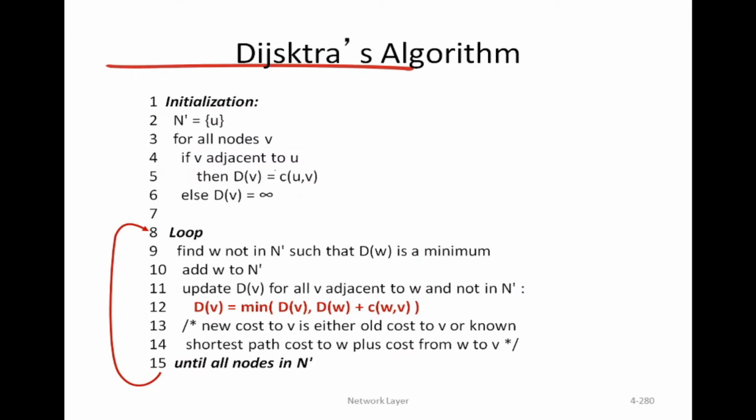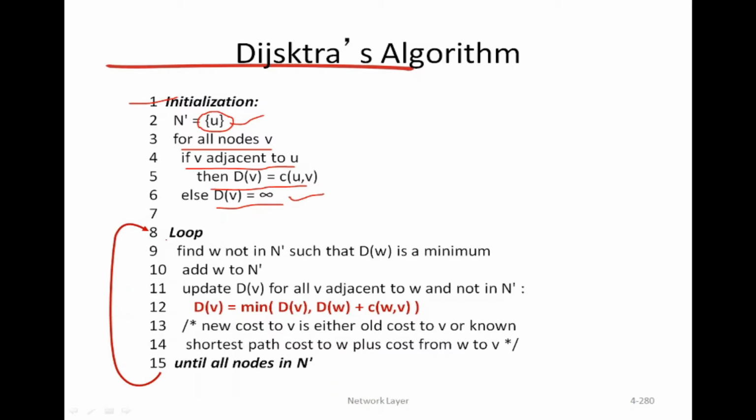The first step is the initialization. We set n dash to the source node, that is u. Then we check the neighbor nodes of the source node. For all nodes v, where v is adjacent or a neighbor to u: if v is adjacent to u, then d of v is equal to the cost of u comma v, else d of v is set to infinity, indicating that it is not an adjacent or neighboring node.